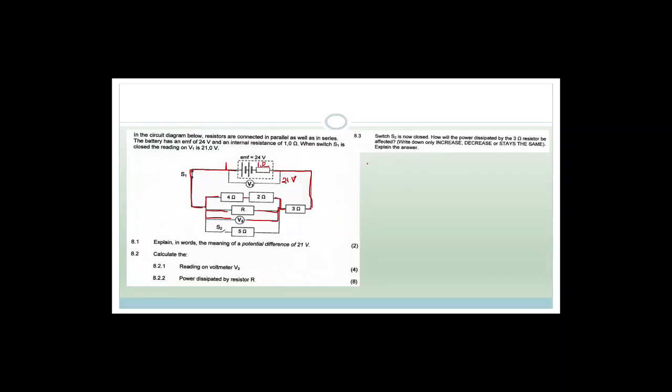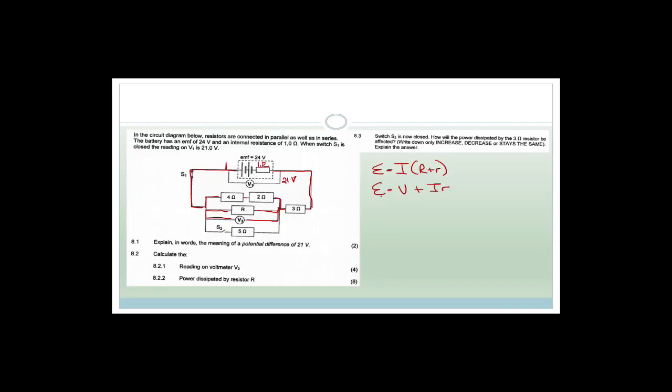the EMF is equal to I big R plus little r. Okay, that's one way of doing it. The other way to do it is to think that the EMF is equal to the volts multiplied to the circuit plus I times little r.